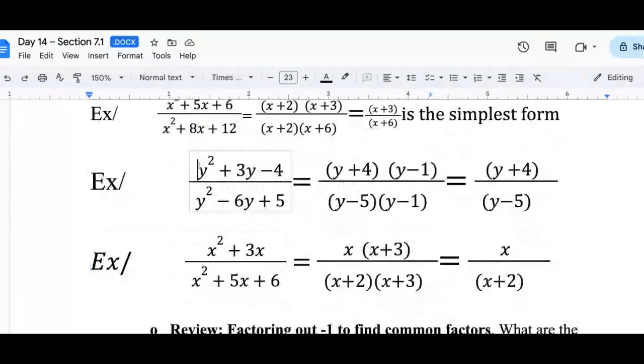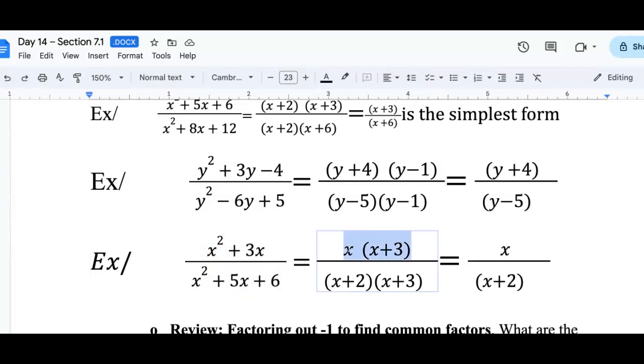Next one, we have y squared plus 3y minus 4. That can be factored as y plus 4, y minus 1. Y squared minus 6y plus 5, that can be factored as y minus 5, y minus 1. Then we see y minus 1 is a common factor. So I'm left with y plus 4 divided by y minus 5. Simplest form.